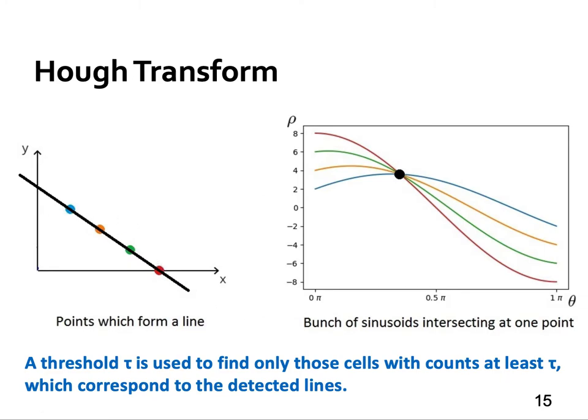In the rho theta coordinate system, if we impose a grid structure onto this coordinate system, we can find those grid cells with a lot of overlap. And these highly overlapped points will correspond to those lanes that we extract from the Hough transform.